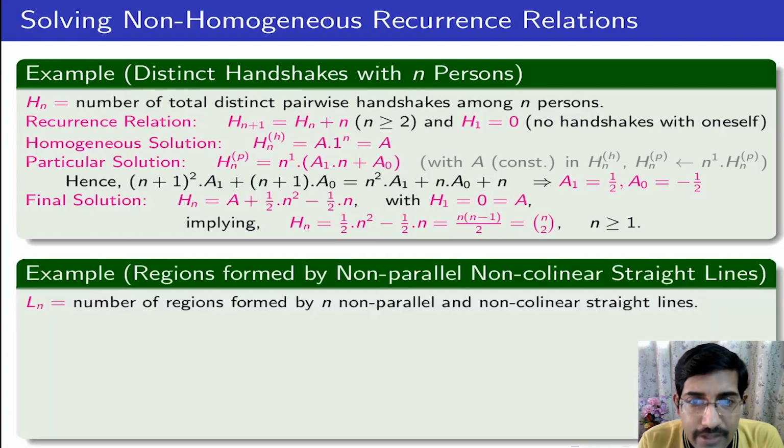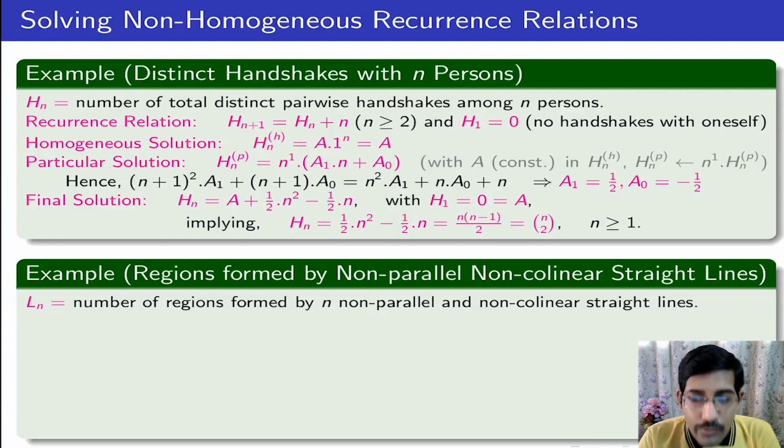Let us try to see another example. The same example that we had in our first lecture, when we wanted to find the maximum number of regions possible by straight lines in a 2D plane. So the problem says that the regions are formed by non-parallel, non-collinear lines.